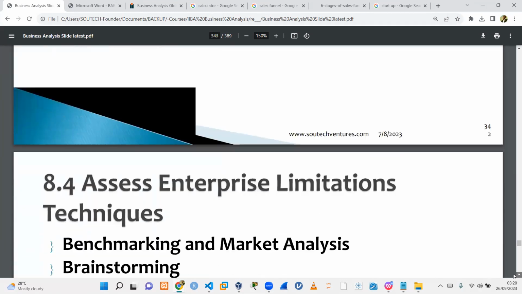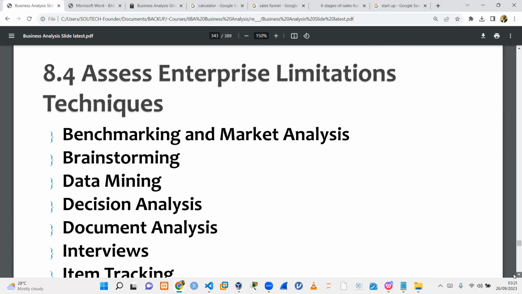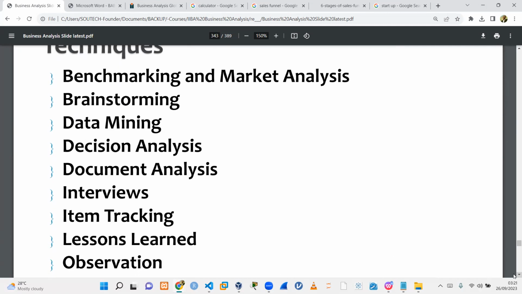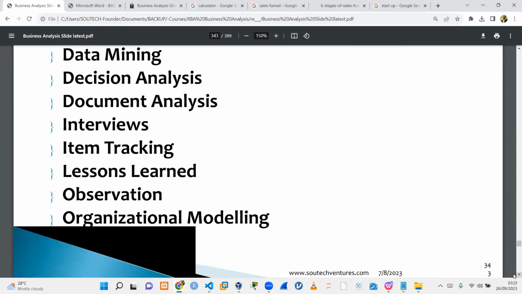We've looked at most of these things before now. Some techniques you can use to do this, we've looked at these also: benchmarking, brainstorming, decision analysis, interviews, item tracking, lessons learned, organizational modeling. You can also use observation.